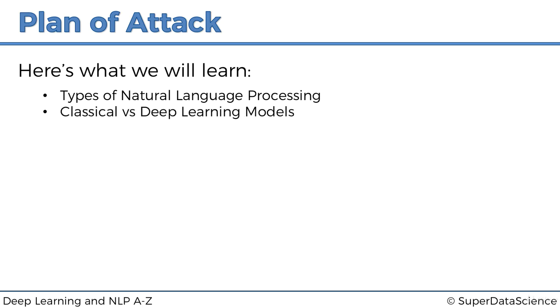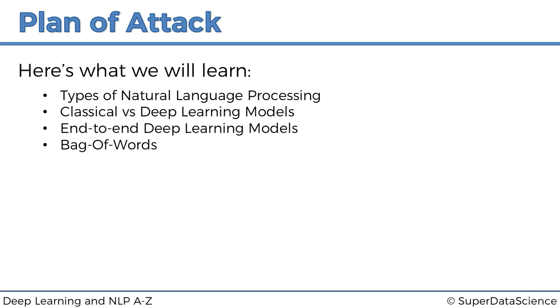Then we'll talk about classical versus deep learning models. Look at some actual examples of applications of NLP. And this tutorial will also be useful just to show us that natural language processing is not limited simply to chatbots. It actually covers a huge range of different applications, and we'll see a couple of them here. Then we'll talk about end-to-end deep learning models and how they're different to non-end-to-end deep learning models and what their advantage is. And then we'll talk about the bag of words NLP model.